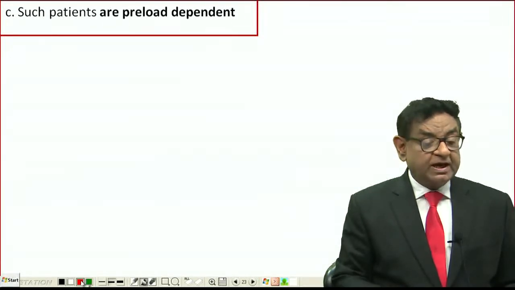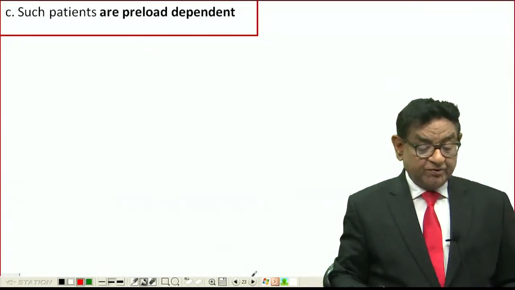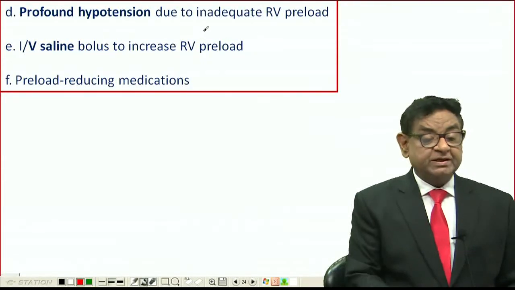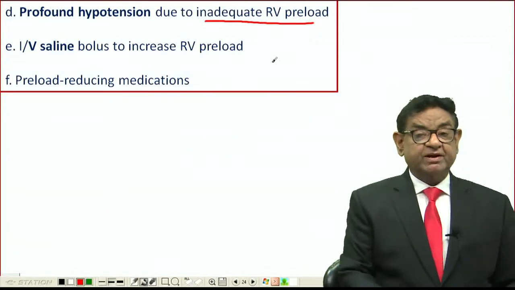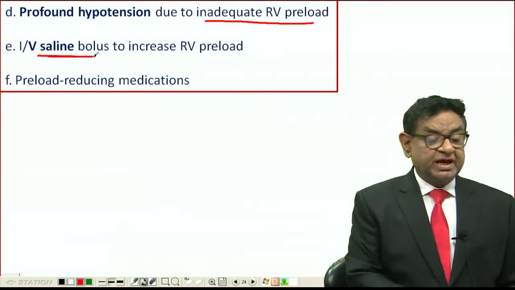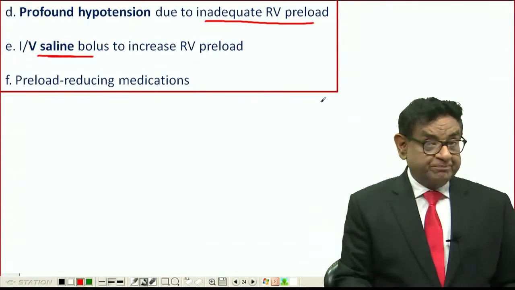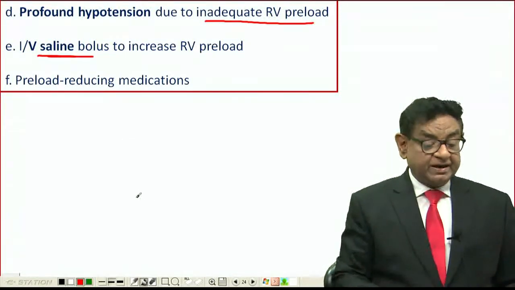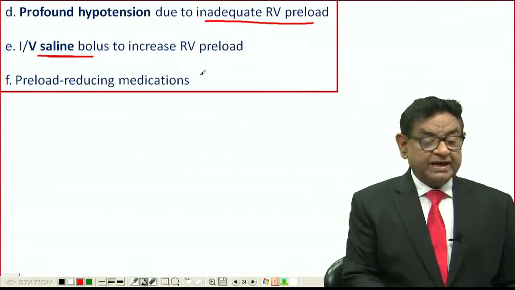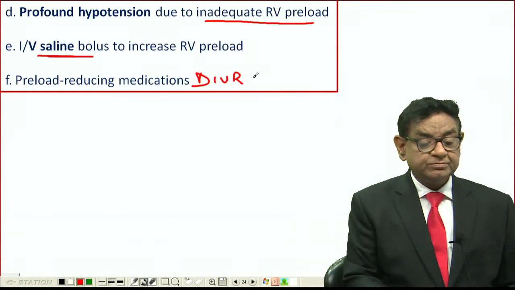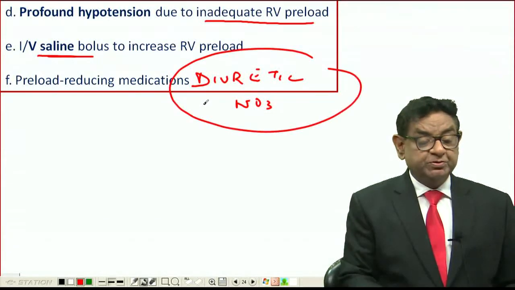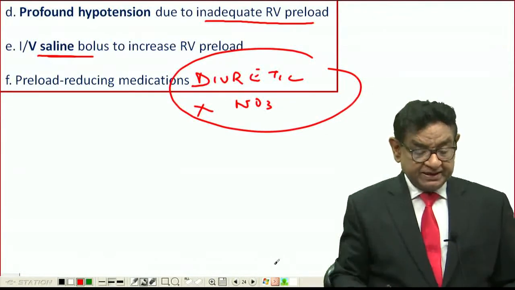In fact, such patients are preload dependent. Now, what do you mean by preload dependent? They have profound hypotension because of inadequate right ventricular preload. That's why, to increase the BP in such cases, we use IV saline, because they are preload dependent. And in these patients, all those drugs which reduce preload, like diuretics and nitrates, should not be used. They are contraindicated in this condition.